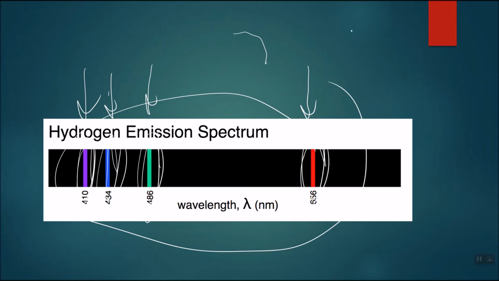This red represents a little jump down. The green, a medium-sized jump down into ground state. The blue, much bigger, and the violet, much bigger. So, the smaller the wavelength, the closer together the waves are going to be, the higher the frequency. So, red represents low energy, while violet represents high energy.